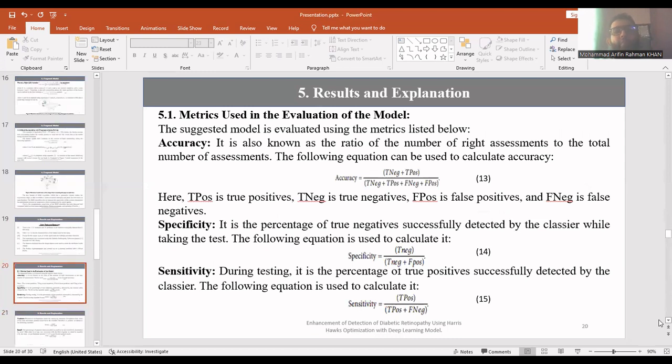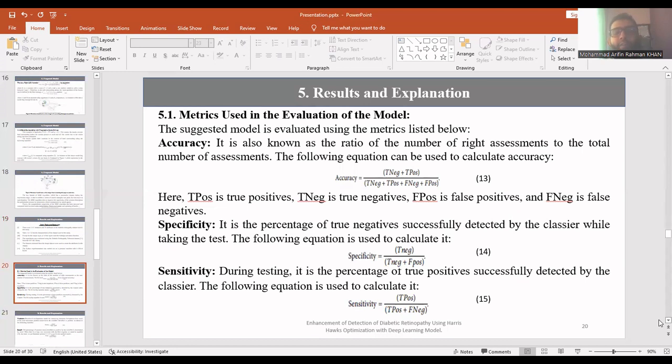Metrics used in the evaluation of the model. The suggested model is evaluated using the metrics listed below. Accuracy, also known as the ratio of the number of right assessments to the total number of assessments. The following equation can be used to calculate the accuracy, where TPOS is true positive, TNEG is true negative, FPOS is false positive, and FNEG is false negative.